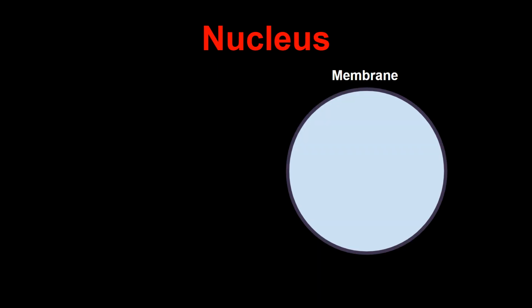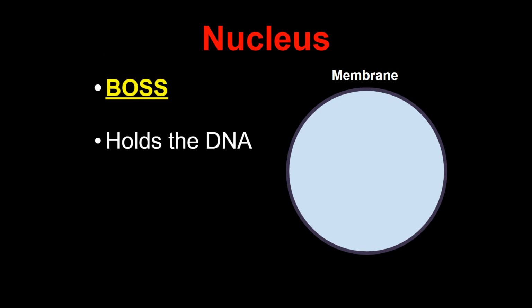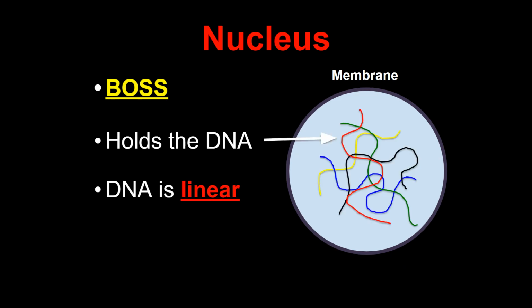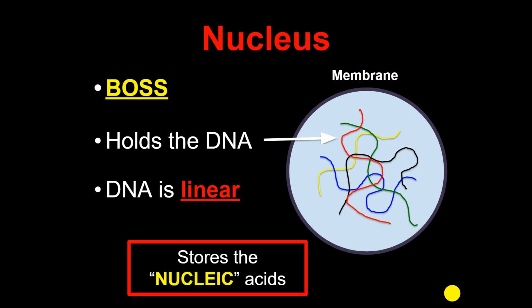So here we have the nucleus. It's got its own membrane. It's like the boss because it stores the DNA. And in a eukaryote, this DNA is linear, and it'll form chromosomes, which we've talked about. I remember this as the nucleus stores the nucleic acids, the DNA.